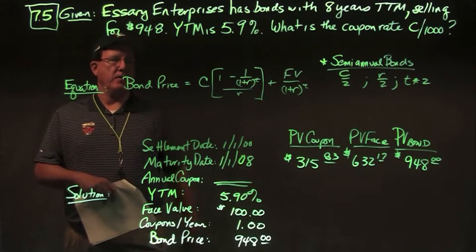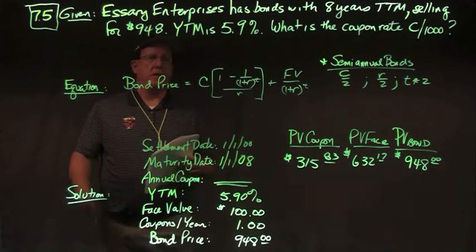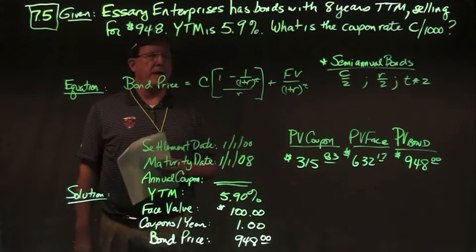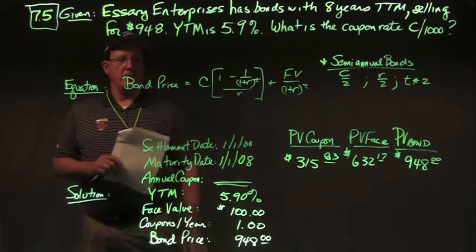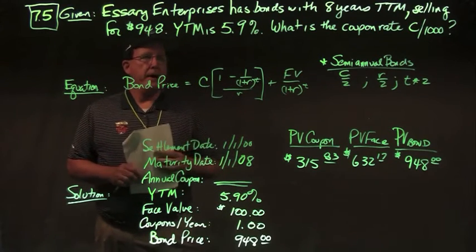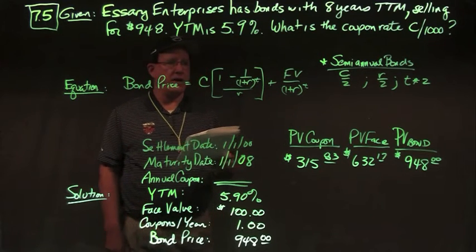We have a discount bond, so we're going to start guessing at rates that are lower than the yield to maturity. All of the bonds in the market must be paying more for our bond to be only selling for 948. So when we start guessing for C, we're going to start at rates that are lower than 5.9%. What's that coupon rate?